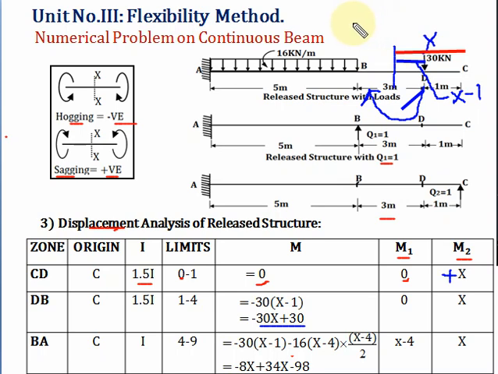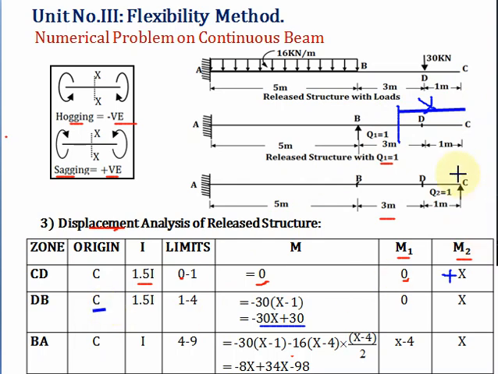Now we'll take the section in the next figure. So this is the x. This x is measured from point C, where the origin is. In this portion, as there is no load, the bending moment is 0.